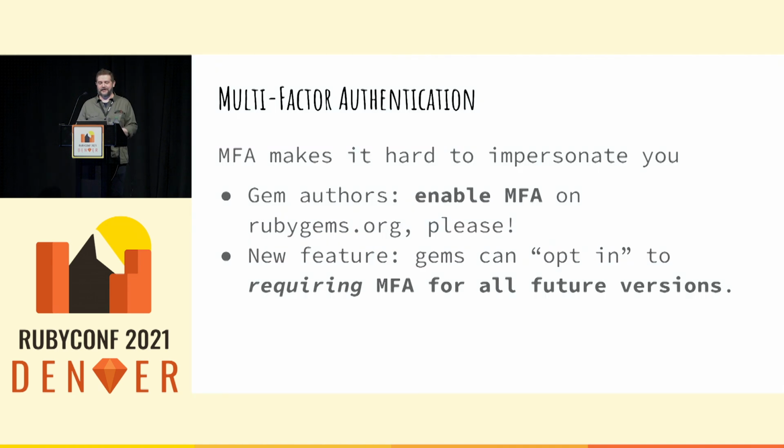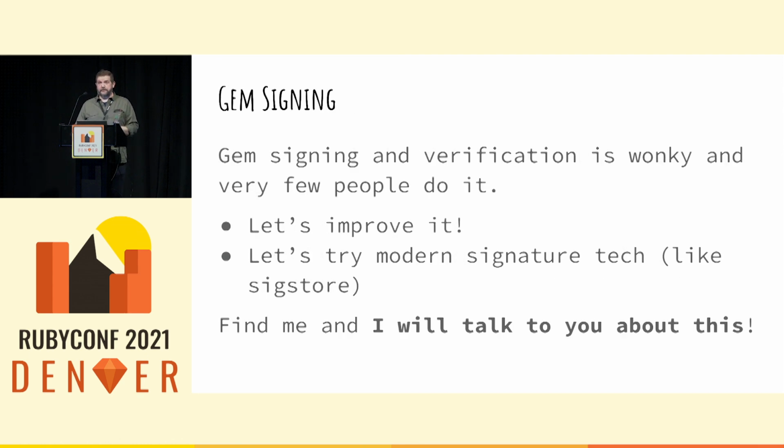Specific things that you could do. If you are a gem author, enable MFA on your account on RubyGems. A new feature that just got released last week is that a gem can opt into requiring MFA for all future versions, and Nokogiri's opted into that. Gem signing. My team at Shopify is working to improve existing gem signing along with the rubygems.org team. But we have a proof of concept that integrates it with Sigstore using modern signature technology. So if you find me, I will talk to you about this until your ears bleed, and I will introduce you to my team. So if you're interested in this topic at all, please come find me.